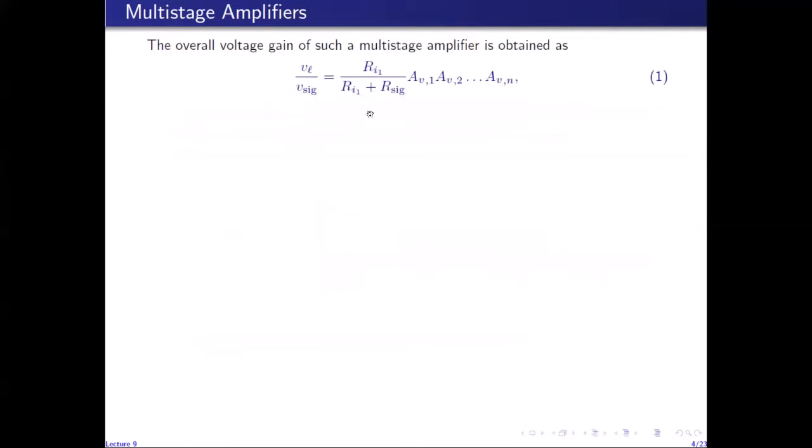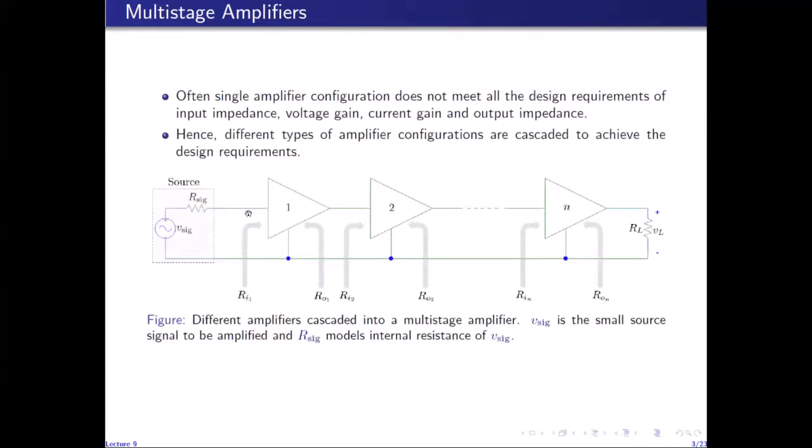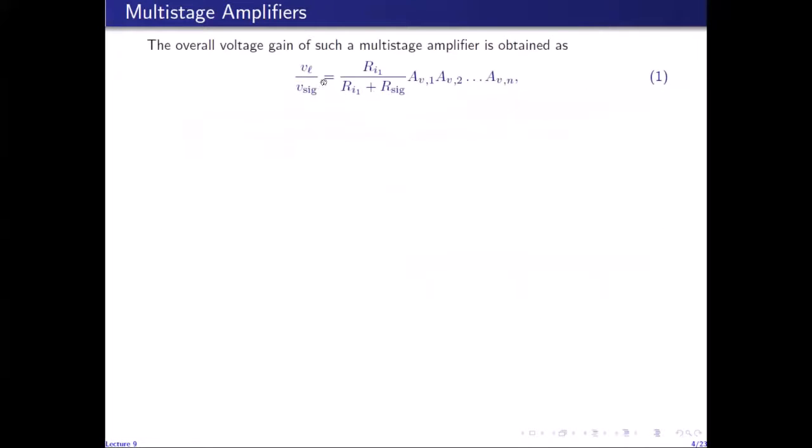Also, this factor here, this ratio, takes into account the effect of loading on the input side. Like I said, a fraction of V sig appears as Vi here. The other fraction is lost across R sig. So, Vi is Ri1 over Ri1 plus R sig times V sig. We take V sig to the other side, and this is the factor we are left with. So, this takes into account the effect of loading on the input side.